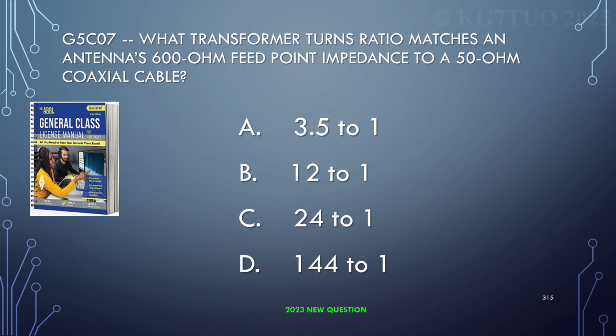So 600 divided by 50 is 12. That's the square root of 12. Square root of 12 is 3.46, about 3.5. It's certainly not 12, is it? And 144, you're going the wrong way. Square root of 12 can't be 12.